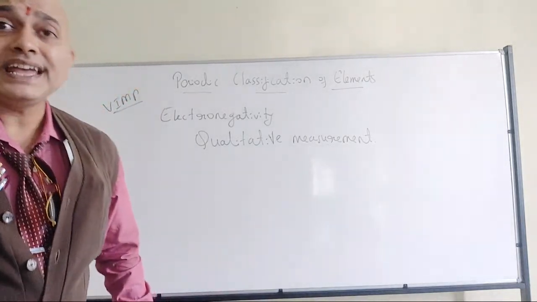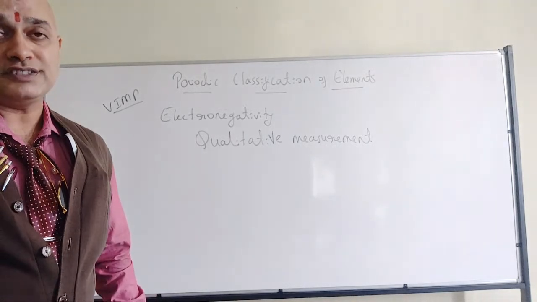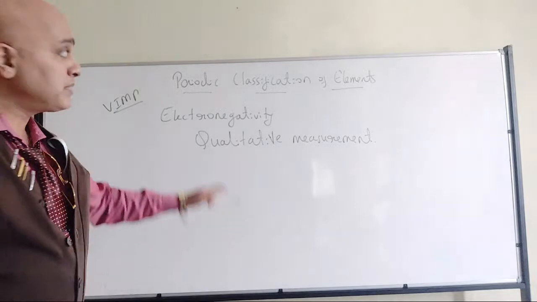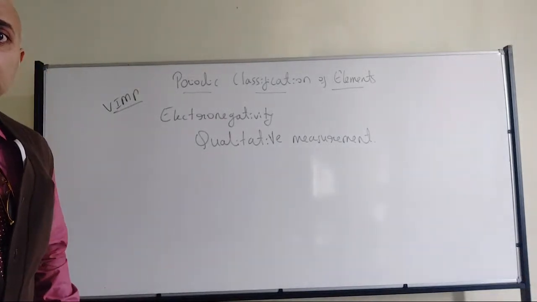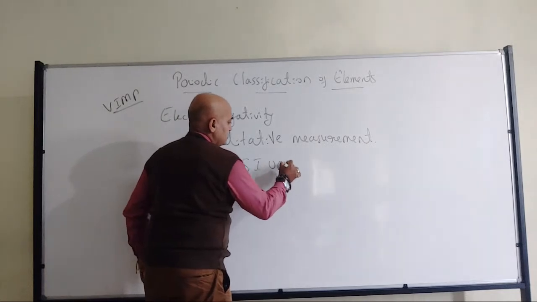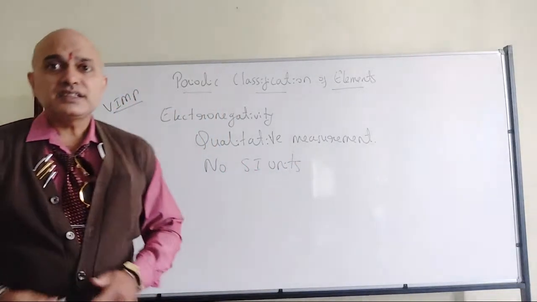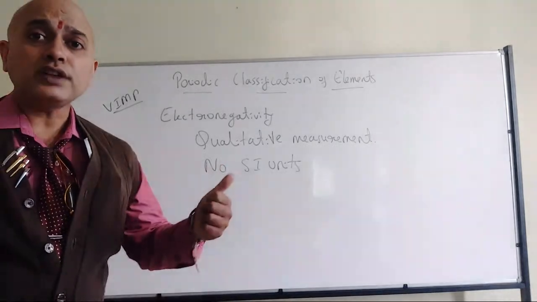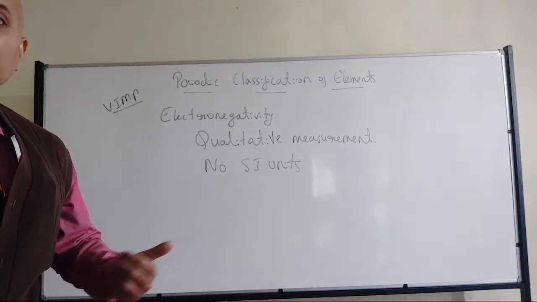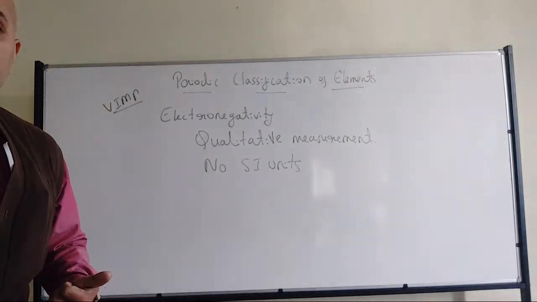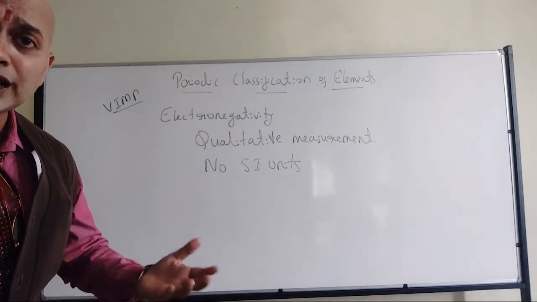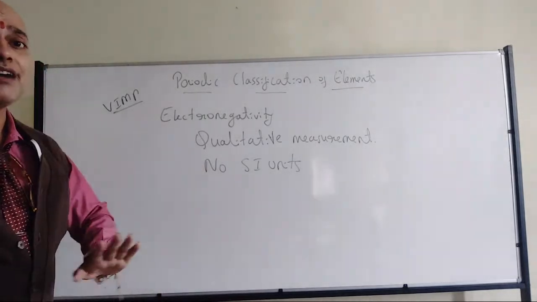Yes, children. So that's where electronegativity is a qualitative measurement. It's not like electron gain enthalpy, where we have some negative values, or ionization enthalpy, where we have positive values. But here it's a qualitative measurement. So please remember, electronegativity has no SI units. For example, atomic size has units like picometer, nanometer, angstrom, which are derived from the meter itself. Ionization enthalpy and electron gain enthalpy are in kilojoules or kilocalories per mole. But here we don't have any SI unit.